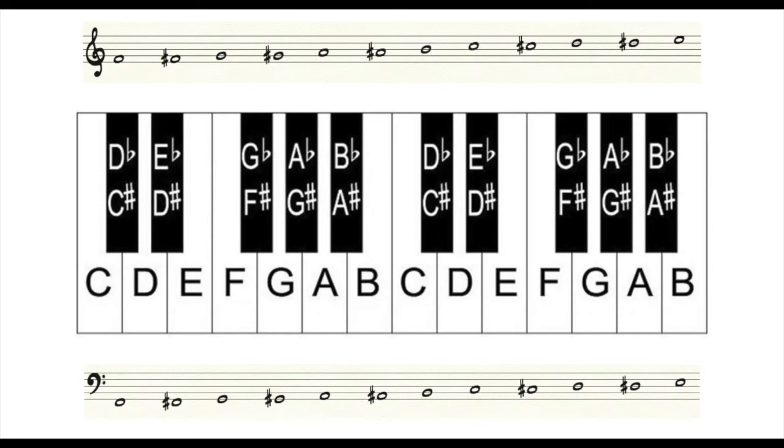The distance between B and C is a half step. The distance between E flat and E is a half step. Any time where you have two keys next to one another with nothing in between them, they have a half step relationship. That's the interval between those two notes.